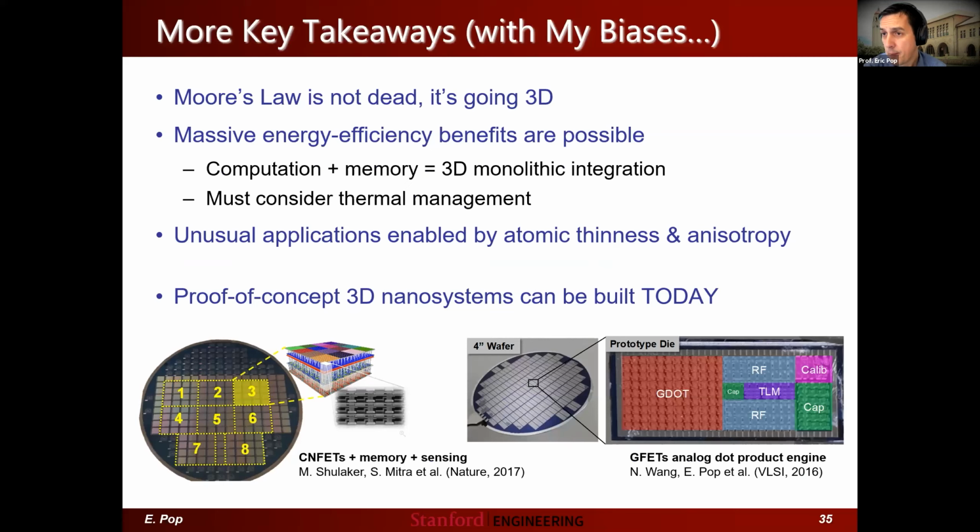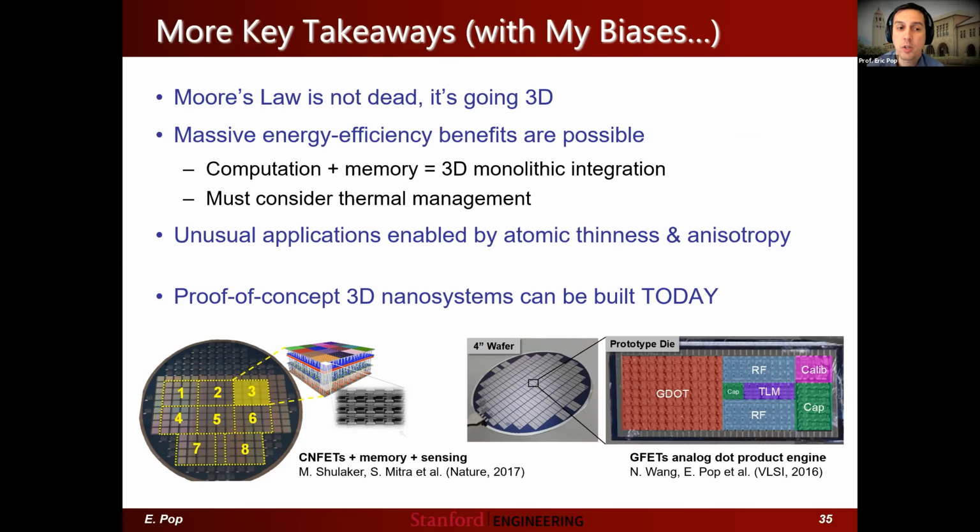Moore's law is not dead, I think. It's going 3D. If the economics support it, it will go 3D. Again, remember, Moore's law is as much about economics as it is about scientific progress. So of course, the economics part has to be in play. But there are massive energy efficiency benefits that are possible, I think. And of course, thermal management plays a huge role in this respect.